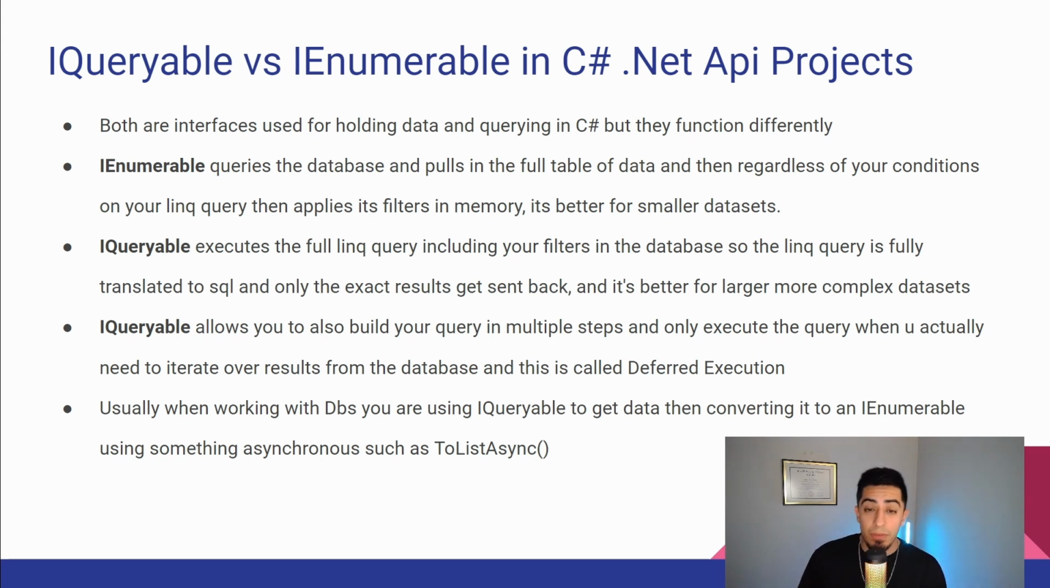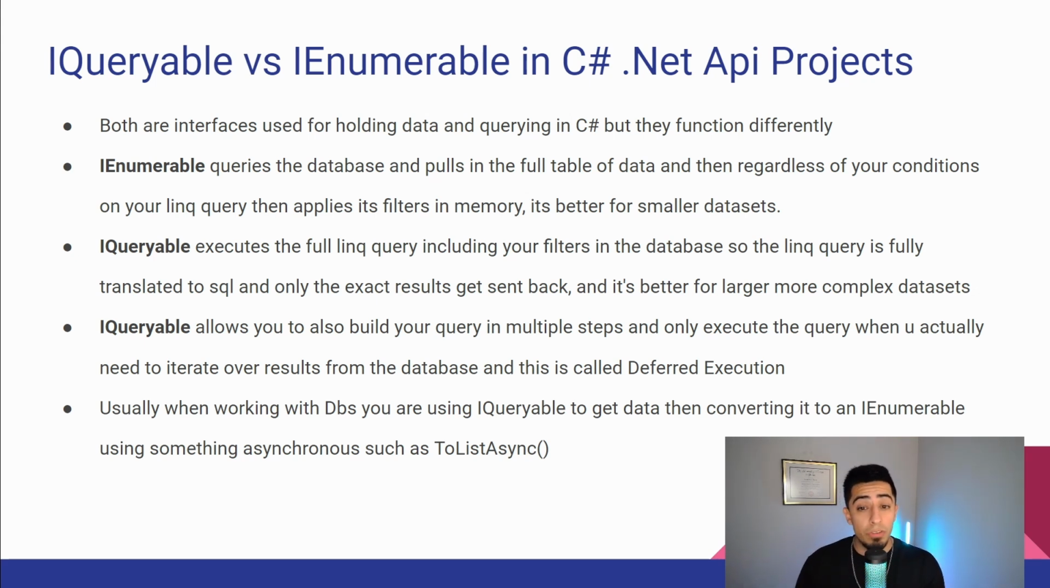So obviously it would be better for smaller data sets when you want to pull in that data, not for a ton of data because that could slow down your application. IQueryable, on the other hand, executes the full LINQ query, including your filters, in the database. So once the LINQ query is translated to SQL, your where clauses or other filters, etc., execute in the database, and then give you only the exact results you want, right? So for big data sets and maybe complex objects, you wouldn't want to pull it all into memory and then filter. You would want to make sure it all executes in the database and it just comes back so it's easier to process.